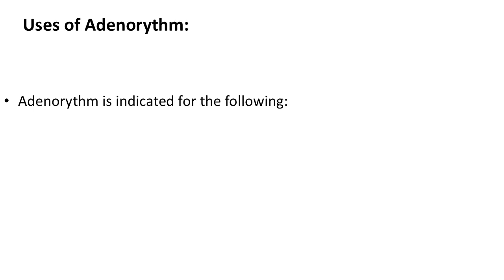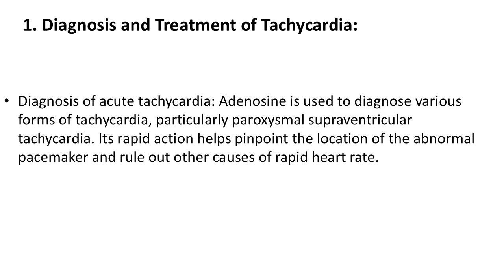Uses of Adenorythm. Adenorythm is indicated for the following. 1. Diagnosis and treatment of tachycardia. Diagnosis of acute tachycardia. Adenosine is used to diagnose various forms of tachycardia, particularly paroxysmal supraventricular tachycardia. Its rapid action helps pinpoint the location of the abnormal pacemaker and rule out other causes of rapid heart rate.